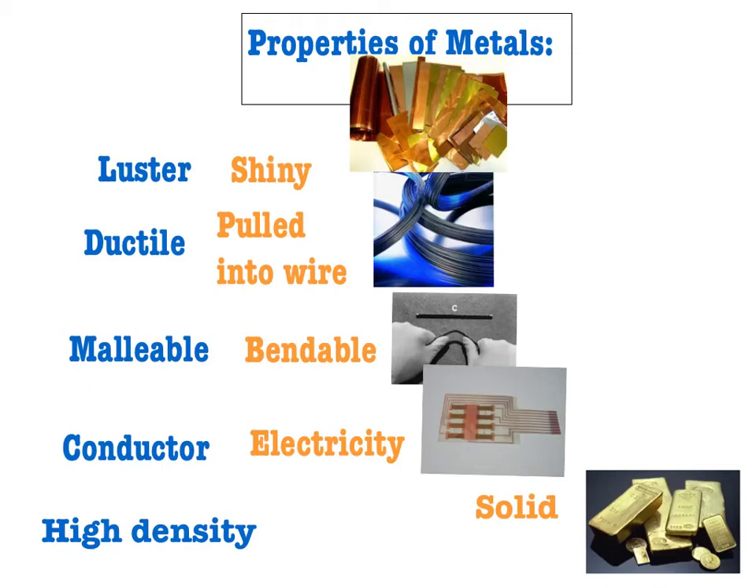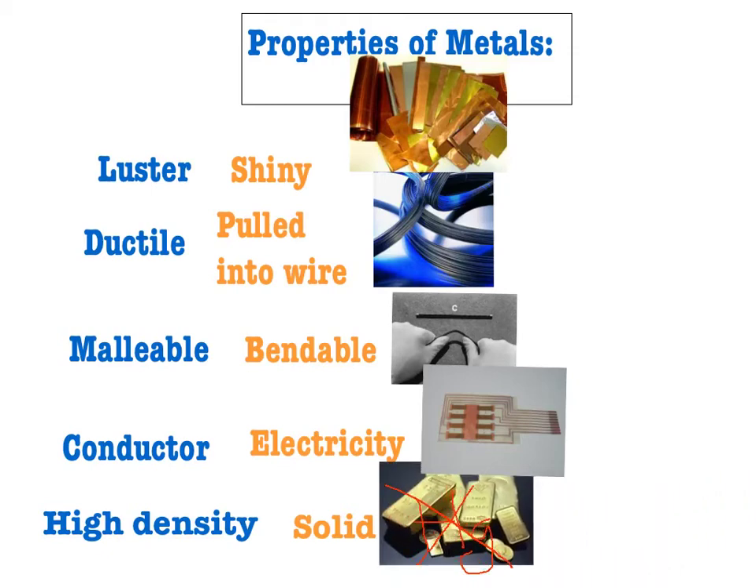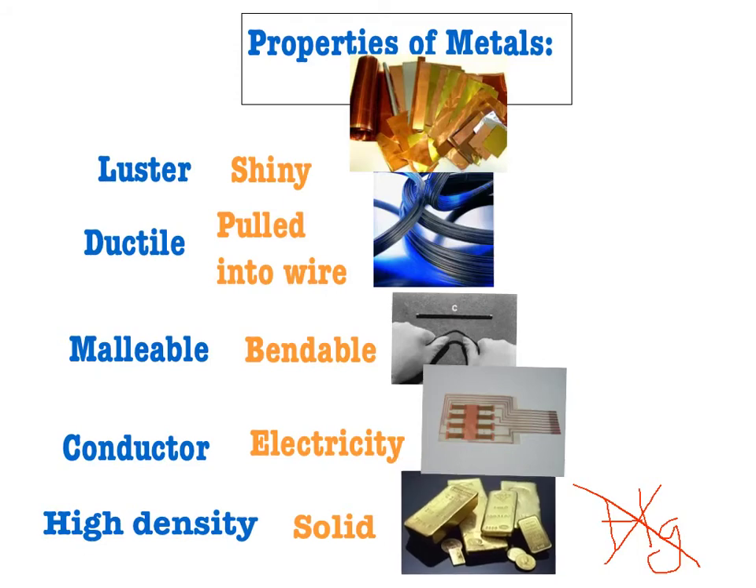because they are good conductors of electricity. And lastly, we have high density. If it has a high density, it is a solid. All metals are solid except for mercury. Mercury is not. It's the only liquid metal we have. All the other metals are solids. So an example of a solid would be gold. It has a high density.